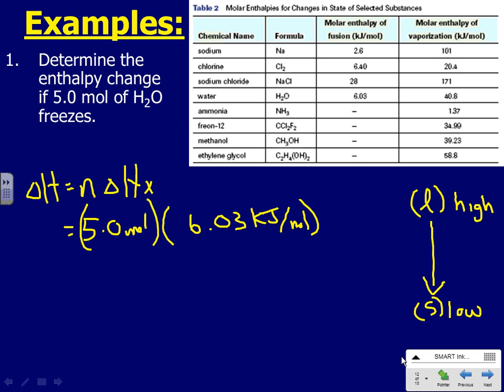You'd lose energy, okay? So in other words, some H would have to leave. So what would the sign be of my molar enthalpy if I'm freezing something and the energy is coming down? Yep, negative. It's negative because I'm going from a high energy state to a low energy state. So I need a negative. All right?